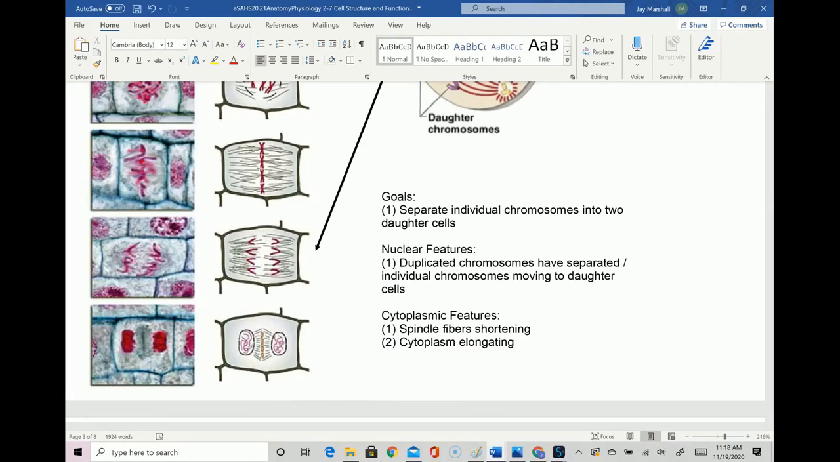The spindle fibers are shortening, and the cytoplasm is elongating. That's what's happening here. You can see that. See, as these chromosomes are being pulled apart, the cell itself is beginning to elongate.